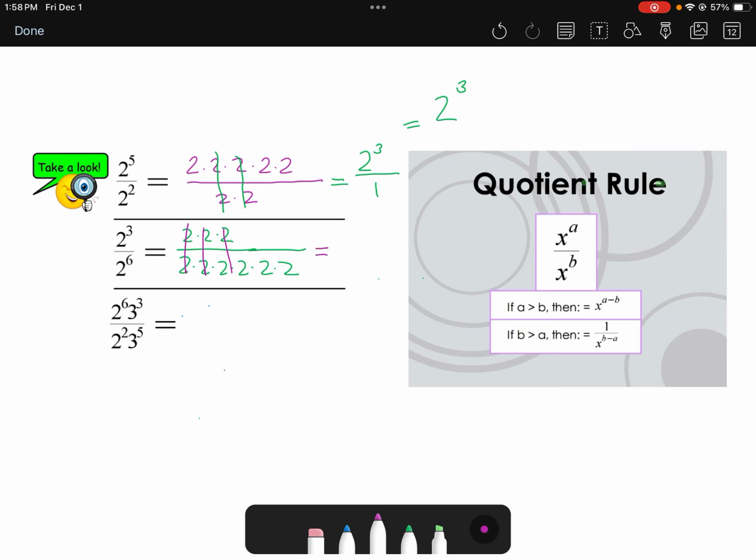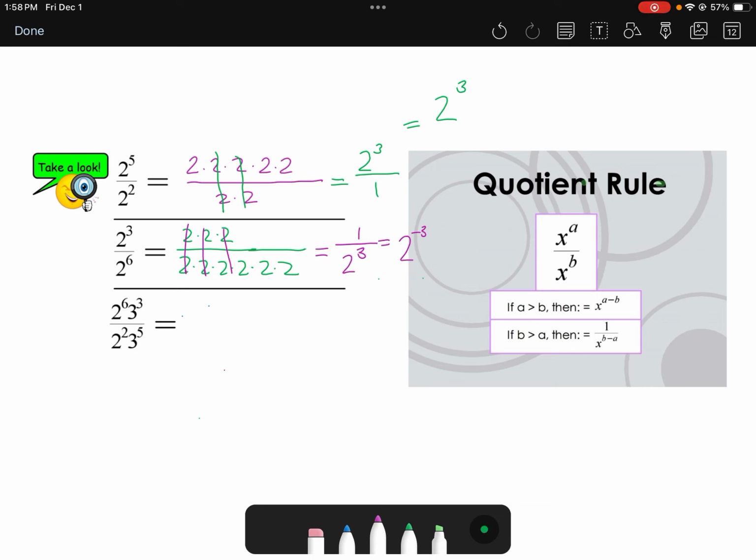Those cross out. Okay, well, there's nothing left on top. So just like there's nothing left on bottom here, I'm going to have that placeholder of 1. I have 3 2's being multiplied on the bottom, so that's 1 over 2 cubed. Now, this is also the same thing as 2 to the negative 3. So you can bring an exponent up so it's not in the denominator. If you bring it up to the numerator, you change the sign of the exponent. So 1 over 2 cubed is the same thing as 2 to the negative 3.